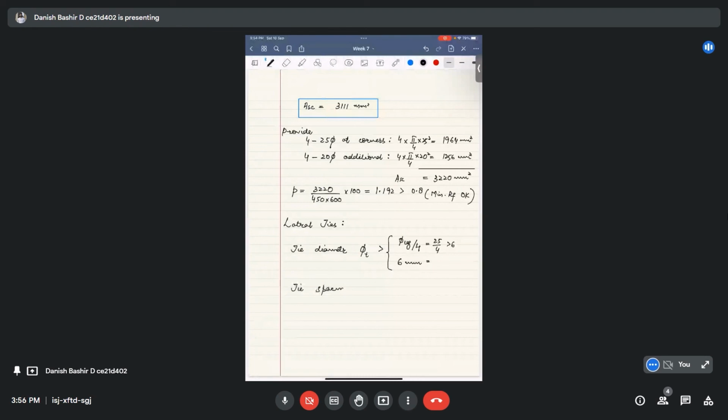Here we provided 8 mm, therefore we provide 8 mm diameter ties at 300 center to center. The center to center spacing is actually from the centroid of one lateral tie to the next lateral tie. That's why we write it center to center.